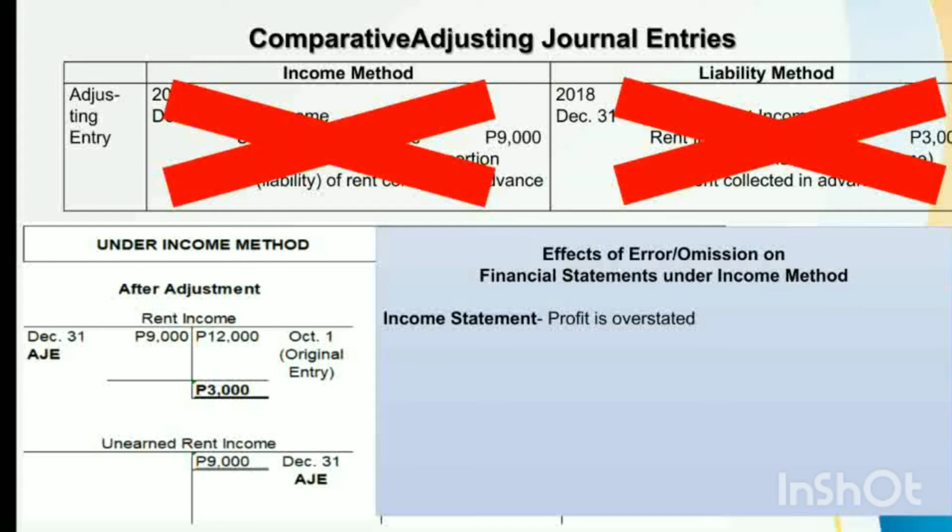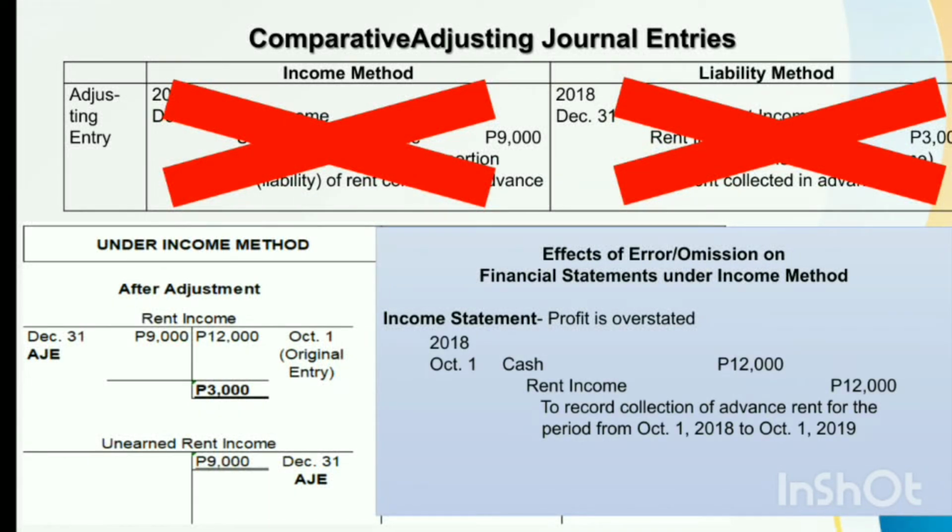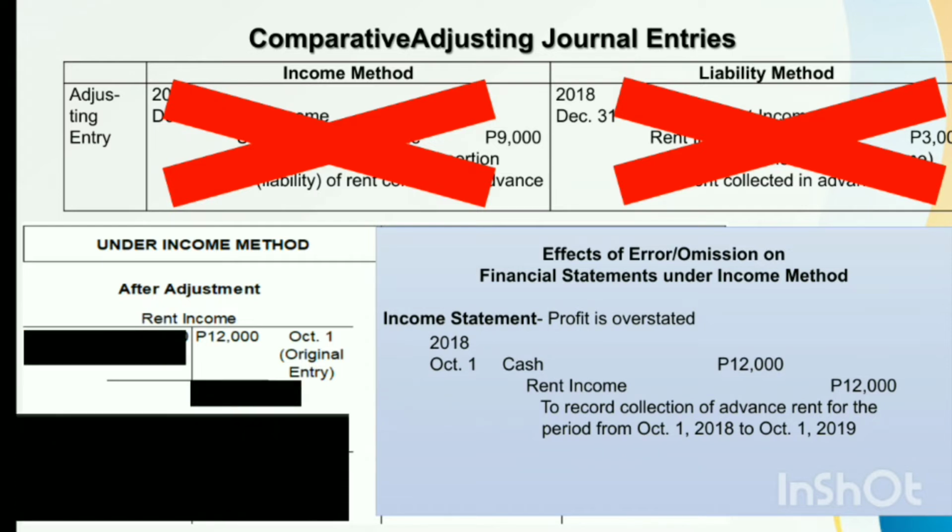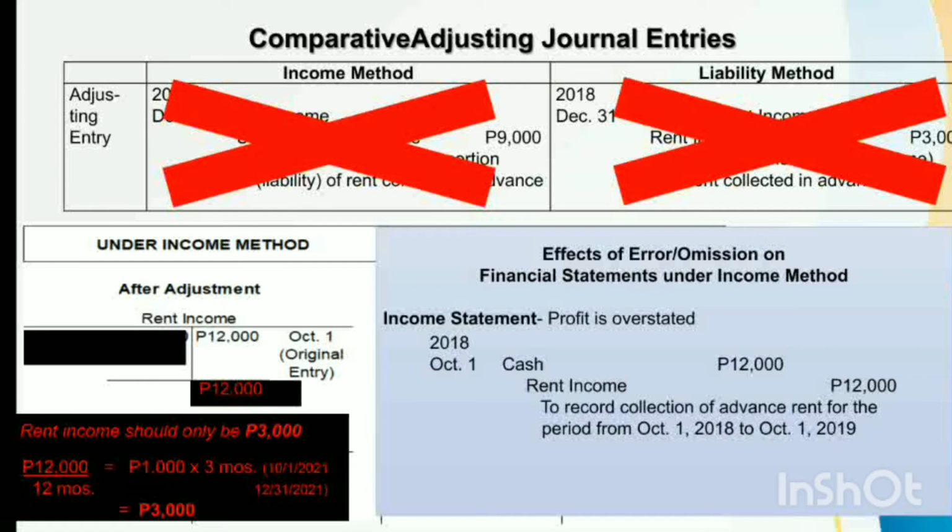So let's take another look at our original entry on October 1, 2018. So we have debit entry of cash, 12,000, and then credit entry to rent income, 12,000. So if there is no adjusting entry, the rent income balance at the end of the accounting period will still be 12,000 pesos, which is not correct because alam naman natin na yung rent income is only 3,000. So, kinompute natin yan kanina, di ba? So, the rent income is only 3,000 pesos. So, etong 12,000 para sa rent income, this is overstated or sobra. Kasi alam naman natin, dapat sana 3,000 lang. So, this 12,000 is overstated.